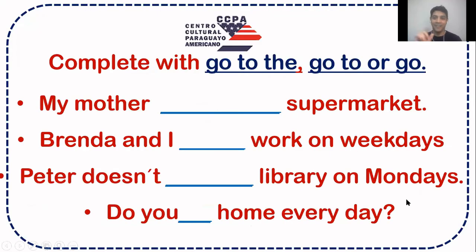All right, now that we learned "go to the," "go to," and "go," we need to fill in the blanks in these sentences with "go to the," "go to," or "go." So let's go to the first one. My mother blank the supermarket. Remember, only home, work, and school use "go to" or "go." The supermarket is the rest of the places. So very good, we use "go to the." In this case, it is "my mother goes," right? Because it's third person singular. He, she, or it use "goes."